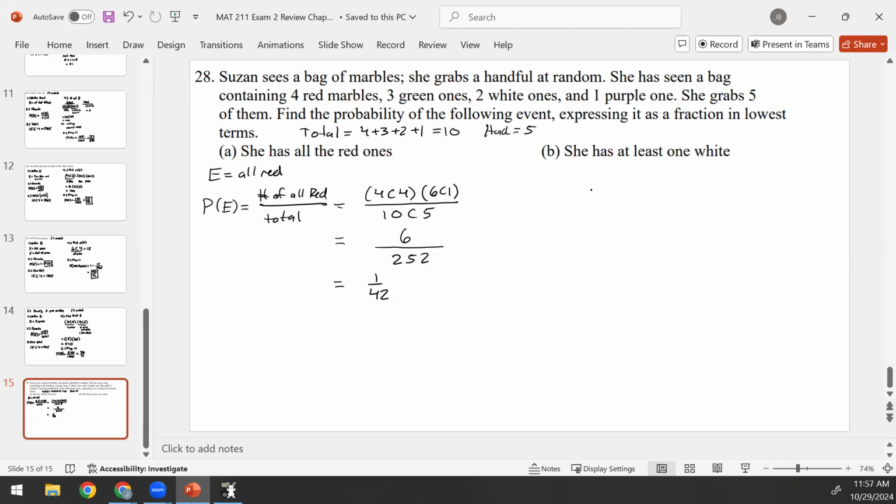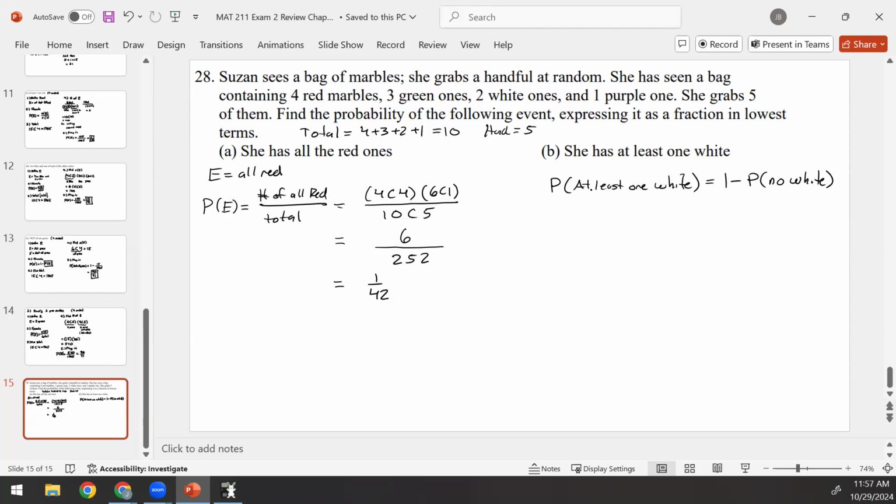For the next one, at least 1 white. So the probability of at least 1 white. This is where the complement rule is better, because if I do at least 1 of the white marbles, I'd have to look at the case of just 1 white marble or 2 white marbles. So you could also rewrite this as 1 minus the probability of no white marbles. And that will be a lot less work.